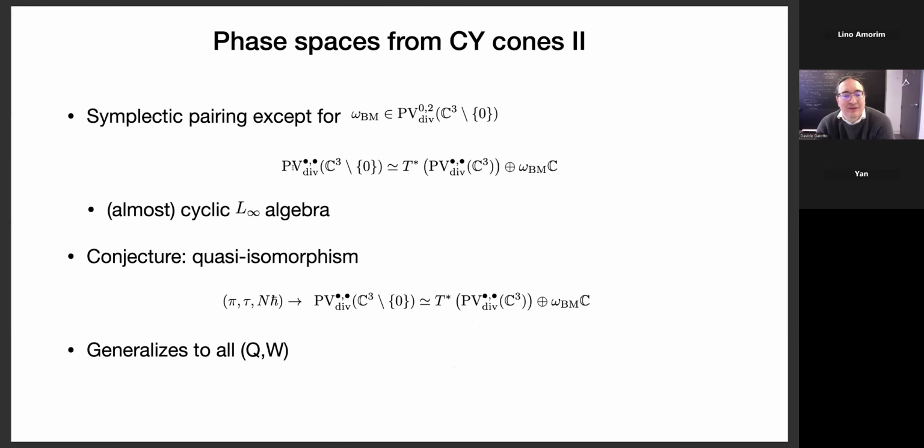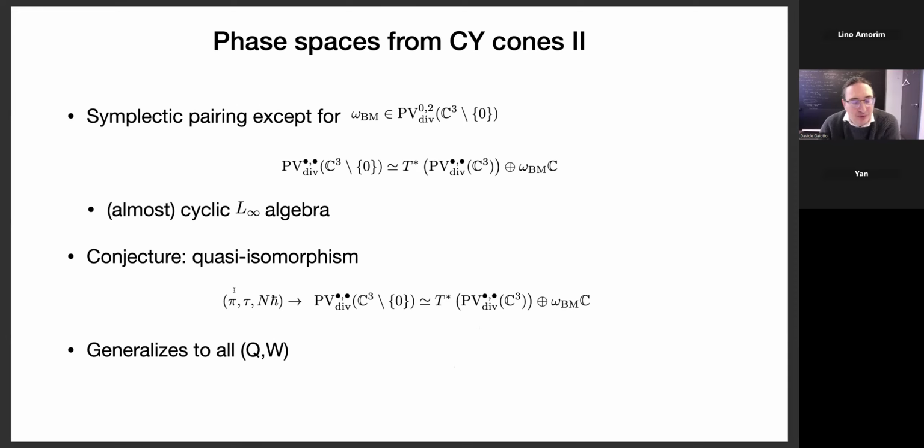And so you can make a claim that polyvector fields in C3 minus the origin are the cotangent bounded polyvector fields in C3 plus this single extra line. But if polyvector fields are an L-infinity algebra, they are a Lie algebra, and there is a symplectic form, so I do get a cyclic L-infinity algebra.